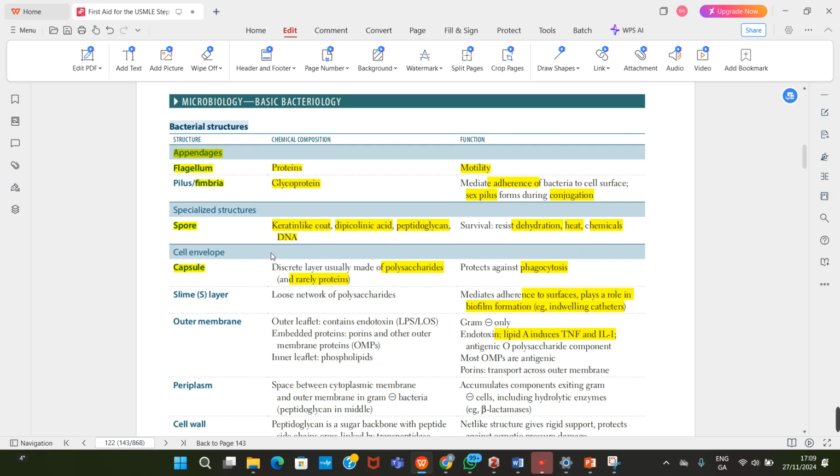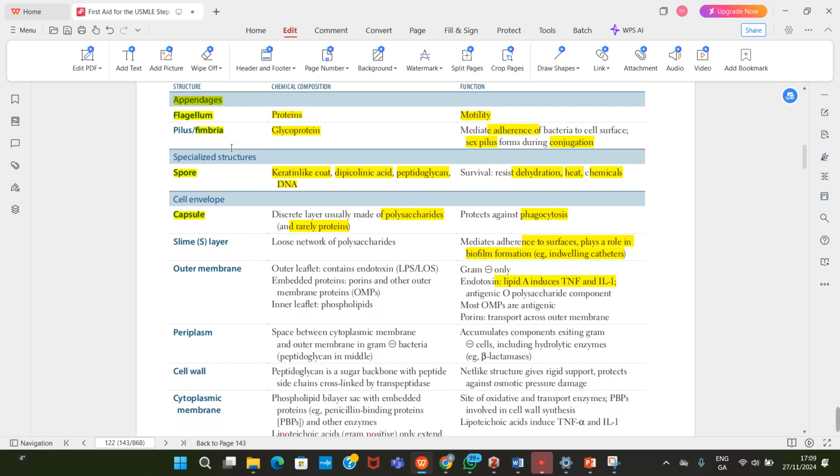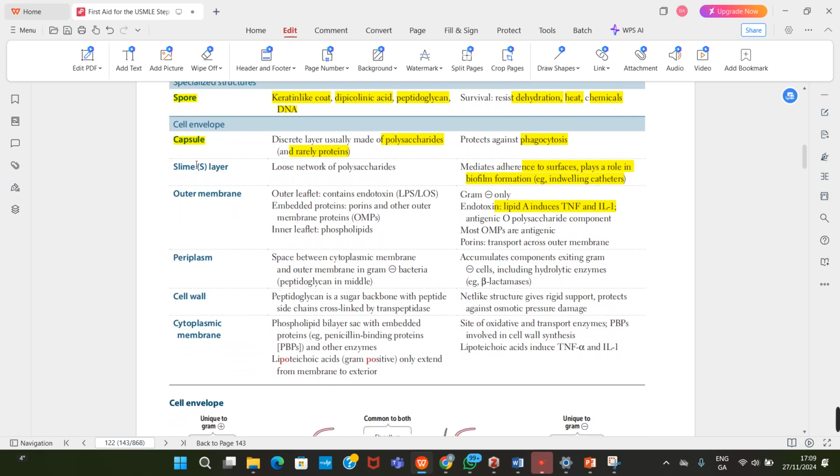If that is the only thing we'll pick from this basic bacteriology today, with respect to the bacterial structure, please, I'm happy. Capsule protects against phagocytosis. You will be asked, what is the function of the capsule? It protects against phagocytosis. So moving on to the slime layer.